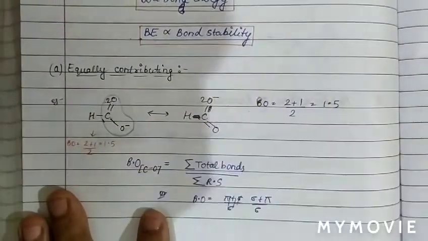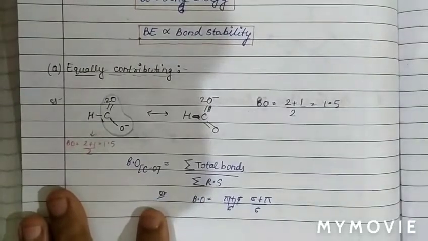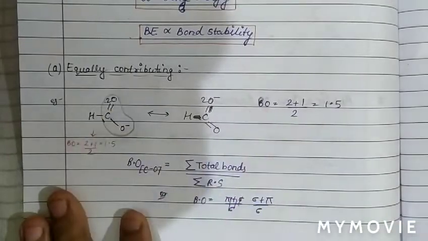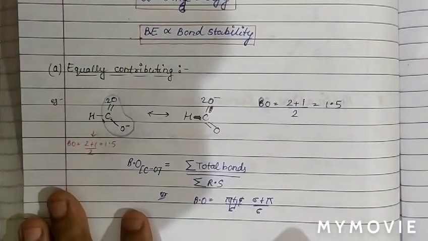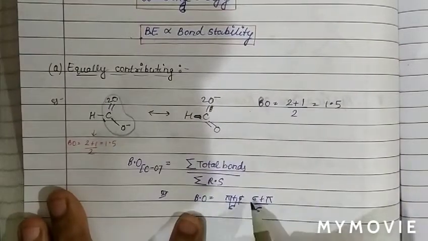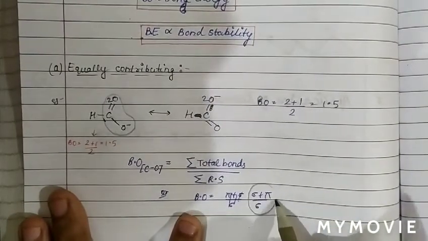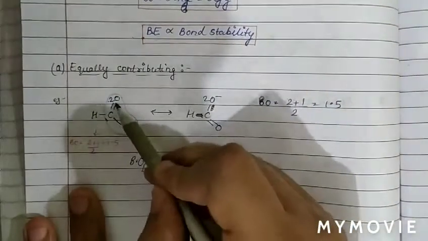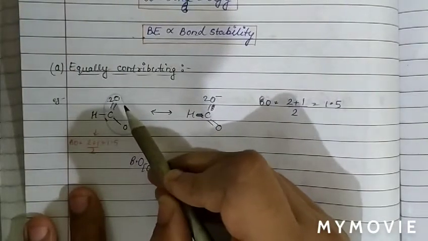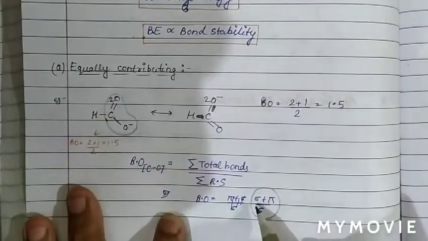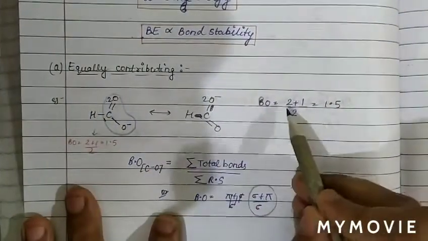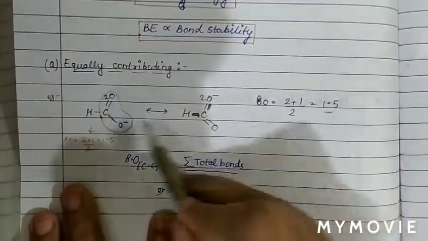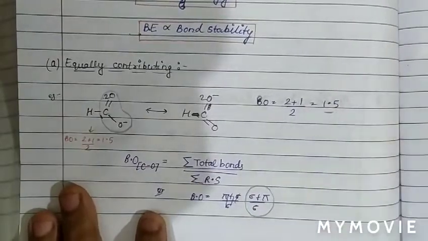So how do we calculate the bond order? Basically bond order is calculated by counting the number of pi bonds and sigma bonds. So how many pi bonds are there? Bond order is sigma plus pi divided by sigma. How many sigma bonds are there? 1 and 2, because 1 pi bond contains 1 sigma and 1 pi. So there are 2 sigma, and how much pi? 1 pi. Therefore bond order is 2 plus 1 divided by 2, which is 1.5. So the bond order for this resonating structure is 1.5.